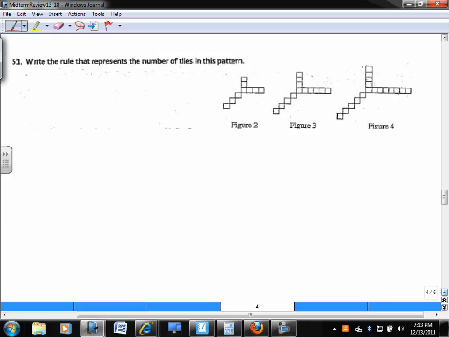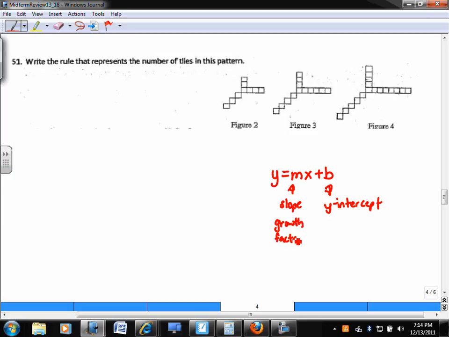Write the rule that represents the number of tiles in this pattern. Okay, when we write a rule, we have y equals mx plus b. m is our slope, and b is our y-intercept. Now, we have a number of different names for slope and y-intercept. Let's talk about what they are in the context of tile problems like this one. Our slope is our growth factor.